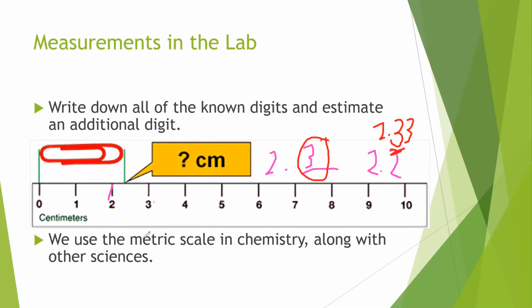And notice how in chemistry, we use the metric scale. We use centimeters, and we don't use inches or feet. We use centimeters, meters, millimeters, kilograms, and so on. So just remember, when you're in the lab and you're looking at a ruler, you measure to one additional digit.